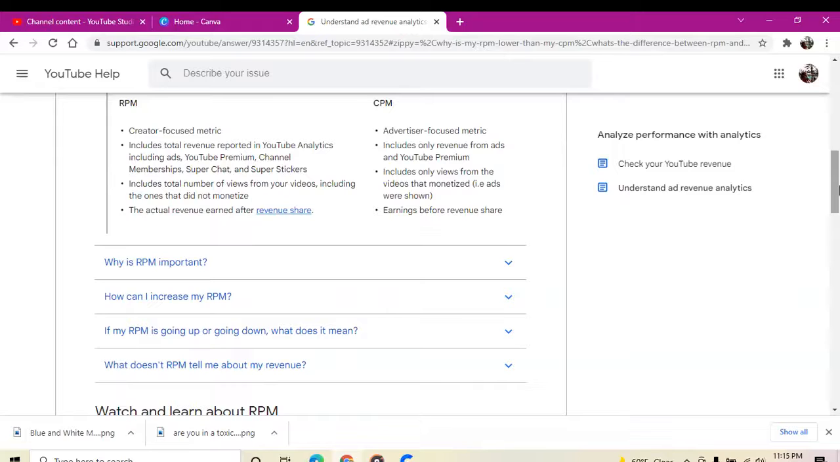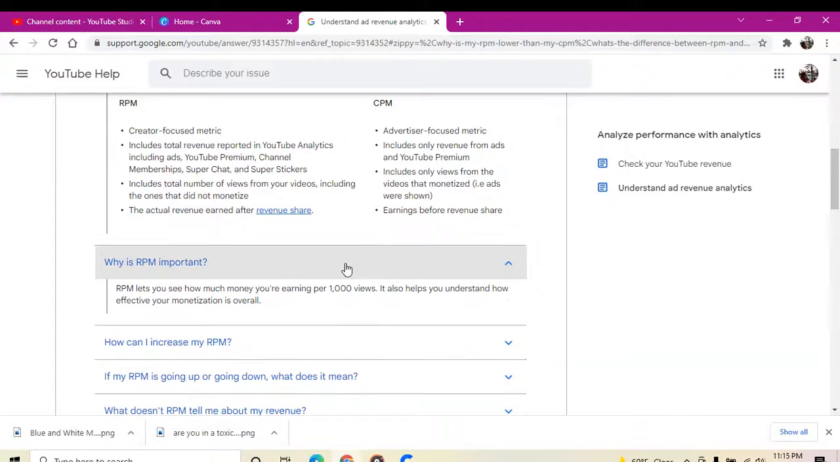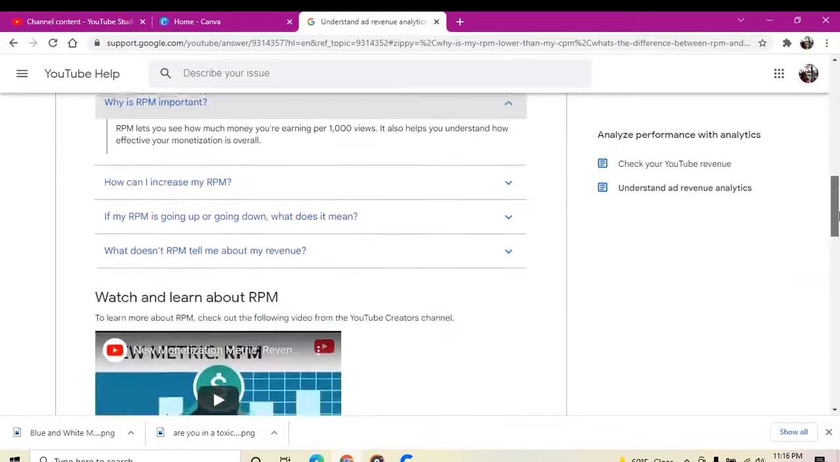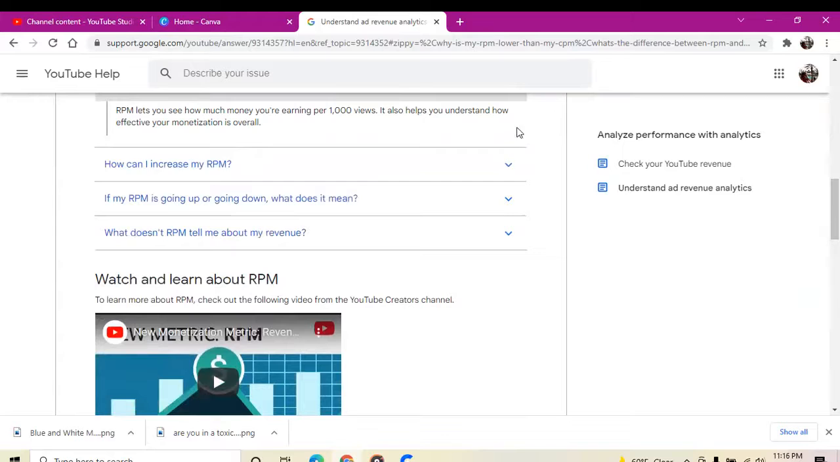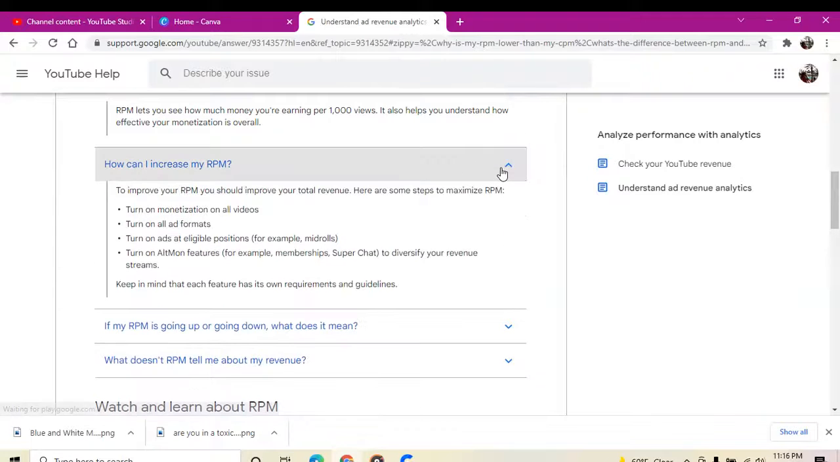The question is, why is RPM important? Because it lets you know how much money you're earning per 1,000 views. And this also helps you to understand how effective your monetization is overall. So the question is, how can you increase your RPM? To improve your RPM, you should improve your total revenue.